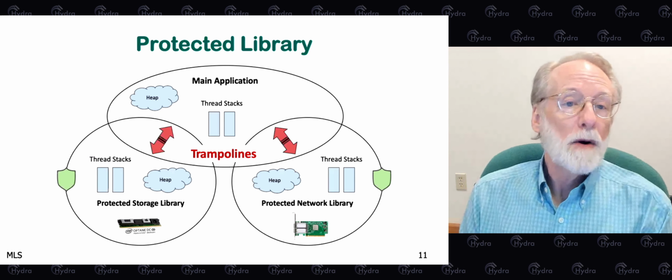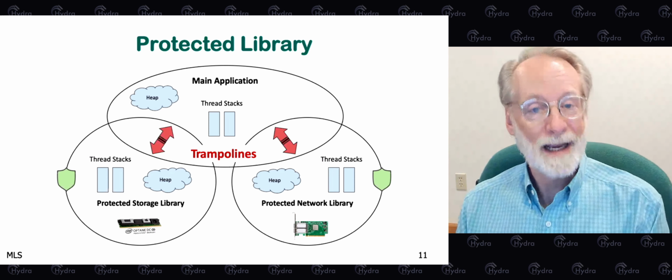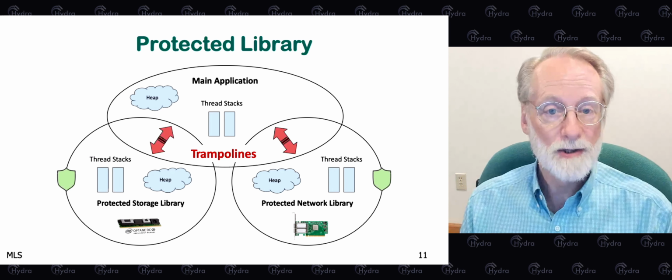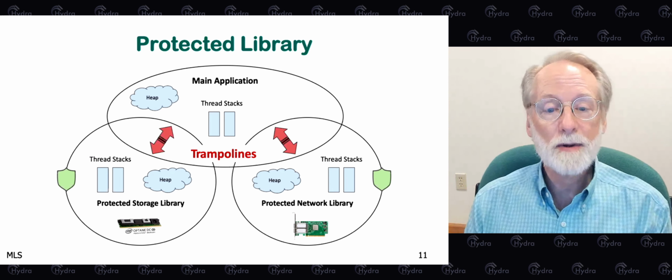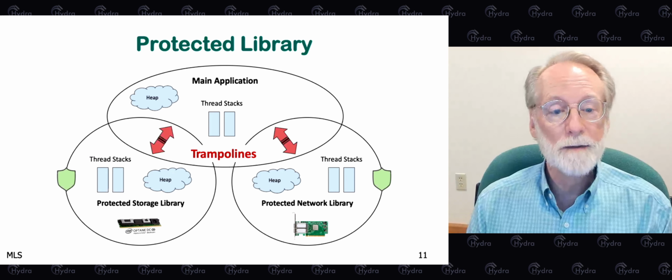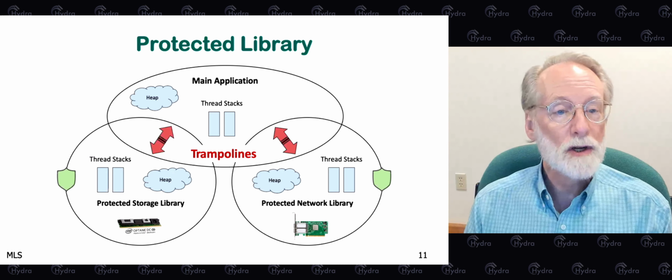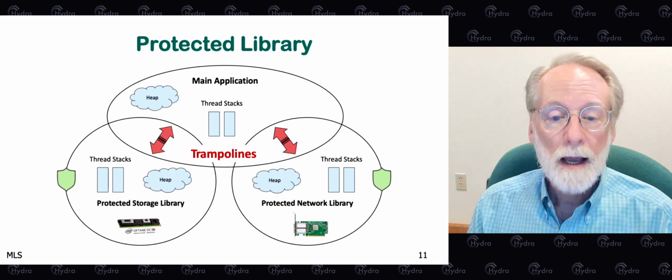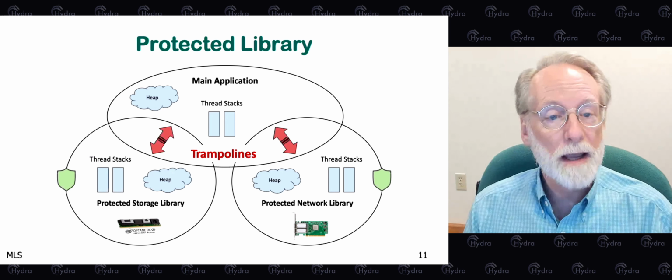So the idea in Hodor is the idea of a protected library. And here's a picture illustrating a single application using two different protected libraries. Those libraries may be providing different services, as storage on the left in this picture and network access on the right in the picture.